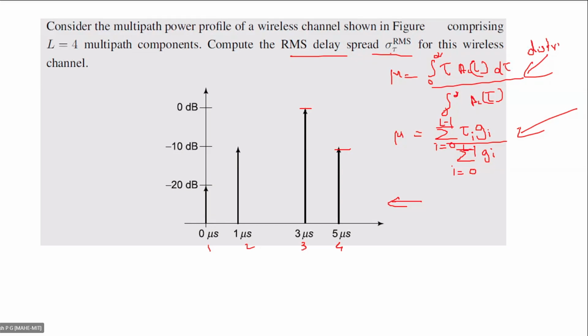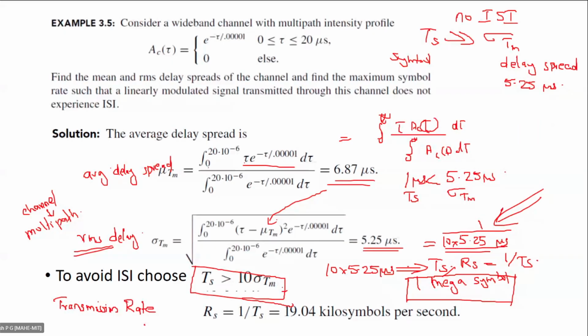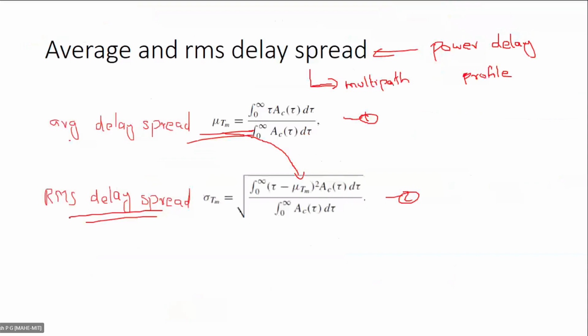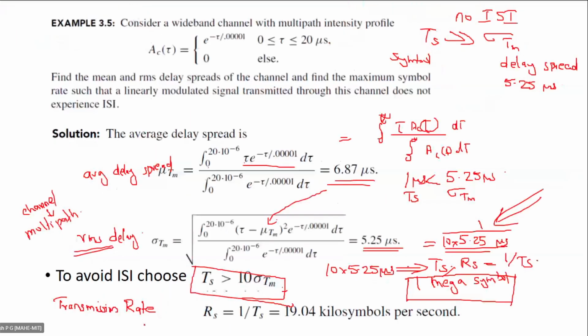Now see, we have seen the equation that is being used in the Andrea Goldsmith textbook to find average delay spread. In order to find average delay spread, what we did is we integrated, that is 0 to infinity tau A_c(tau) d tau by 0 to infinity A_c(tau) d tau. So this is how we found average delay spread.